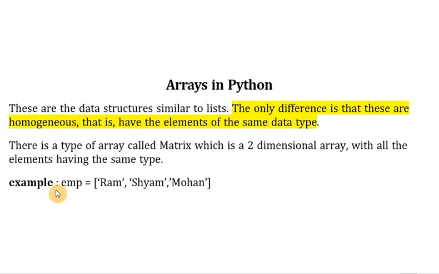Let's suppose I have taken one example of an EMP array. It is going to have all the data either in string format, or in integer format, or in decimal format. You have to make sure all these elements are in the same format; only then can you say this is an array, otherwise it behaves like a list. This is the only difference between an array and a list, and the rest is the same.